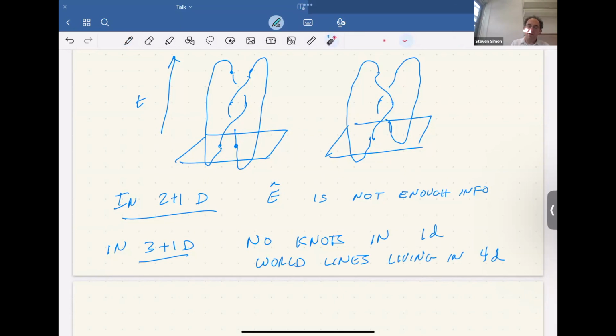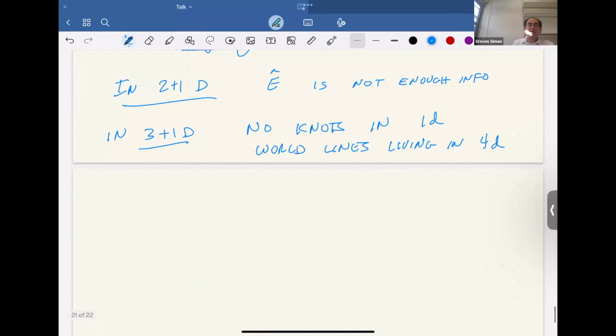Now, so here we have world lines living in 2 + 1 = 3 dimensions. So we have a knot in my world lines living in 3 dimensions. That's a knot. But there's no such thing as a knot in 1-dimensional world lines if they live in 4D. Now, that's a statement which is completely obvious to some people and completely obtuse to other people.